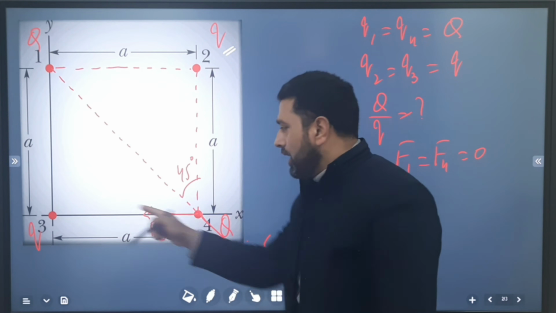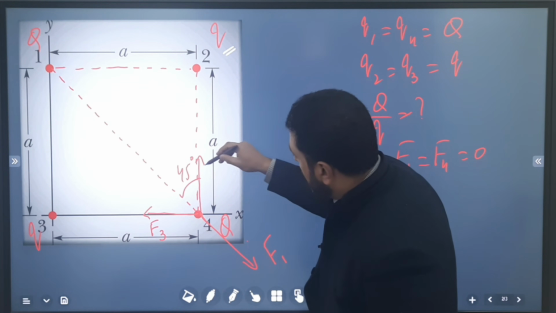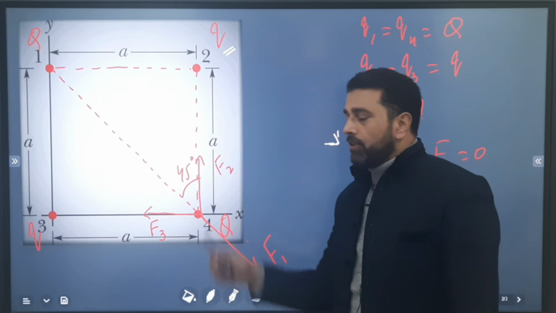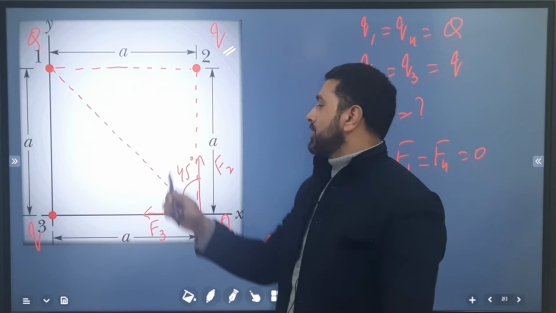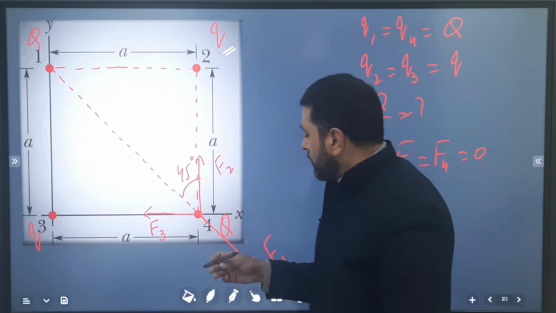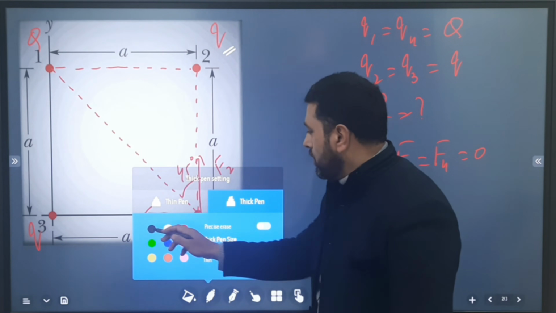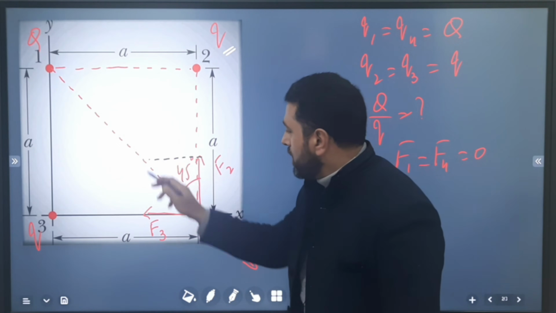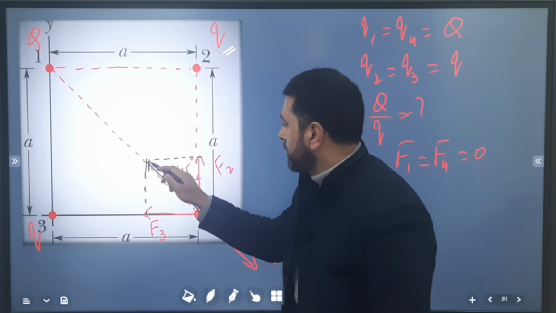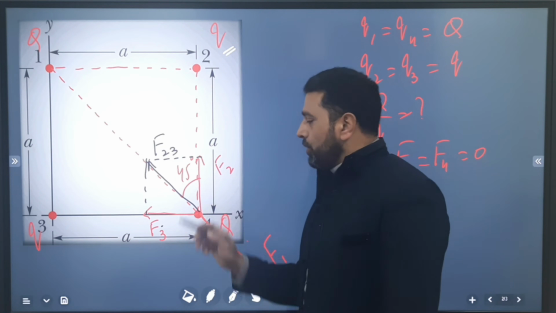So I'll call this F3, force from 3. And this one here, I'll call F2, force from 2. Again, the two forces are equal in magnitude because the charges are the same and the distances A and A are the same. If the two are equal, then the net force must be along the diagonal. So net force is somewhere here along the diagonal. I'll call this F23, the resultant of these two forces.